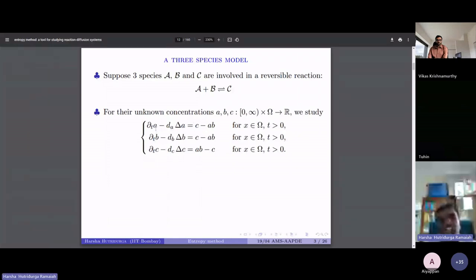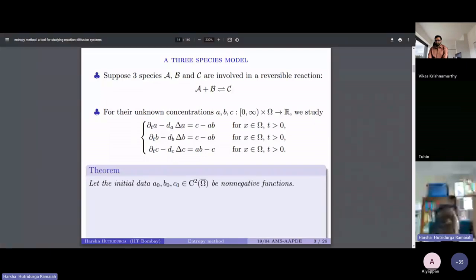Please observe that the right-hand sides for A and B are alike, because somehow we don't distinguish between A and B. They are on the same side of your chemical reaction. And for the equation for C, it just changes the sign. Okay? Now, we admit this theorem, which was proved some years ago.